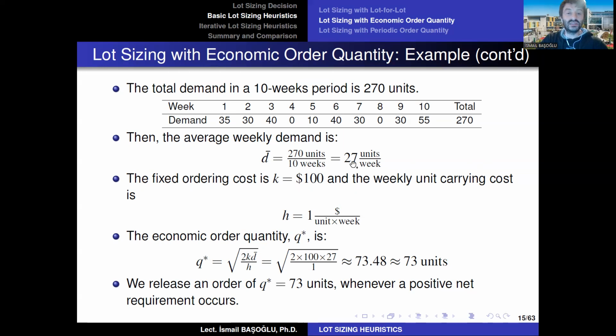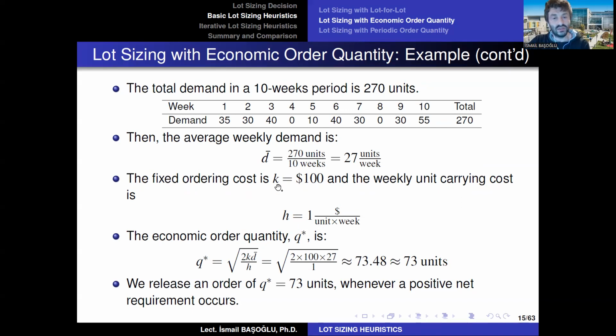So 27 is the average weekly demand, and the fixed ordering cost is $100 in every period, even if we manufacture 1 unit or release an order of 1 unit or a large quantity. It doesn't matter. We always pay a fixed ordering cost of $100, and in order to carry 1 unit from 1 week to the next, we need to pay the unit carrying cost, which was mentioned as $1 per unit per week in the question.